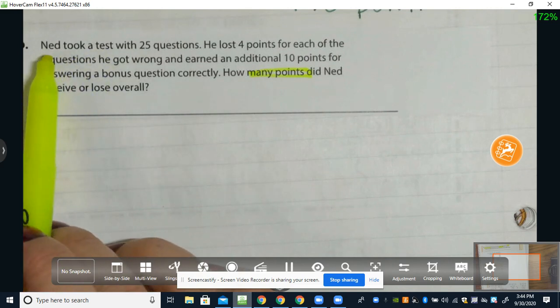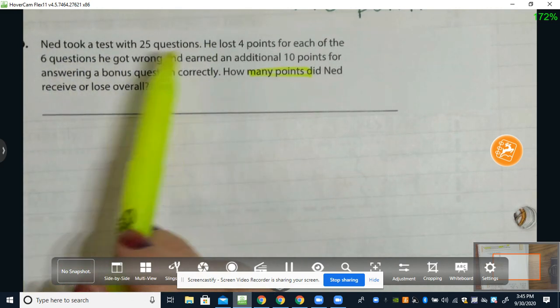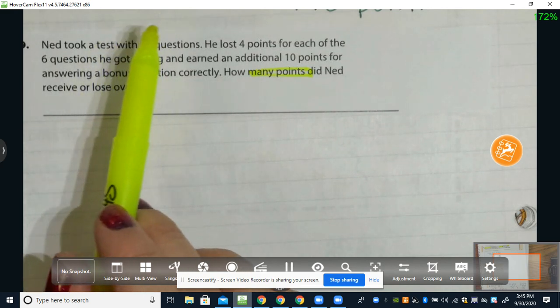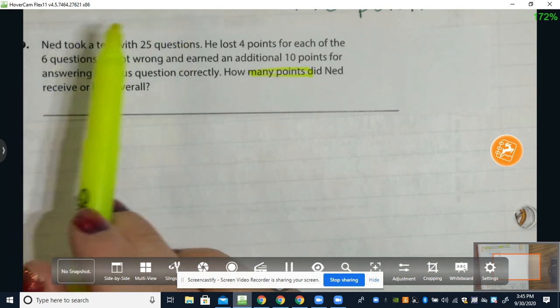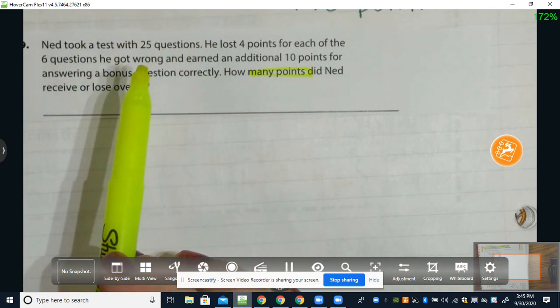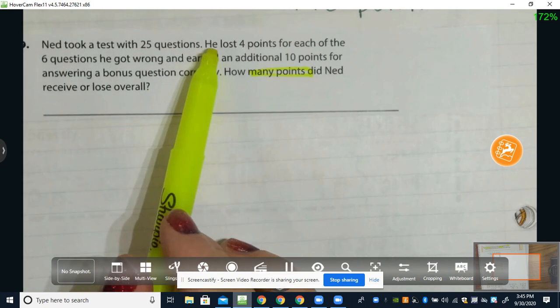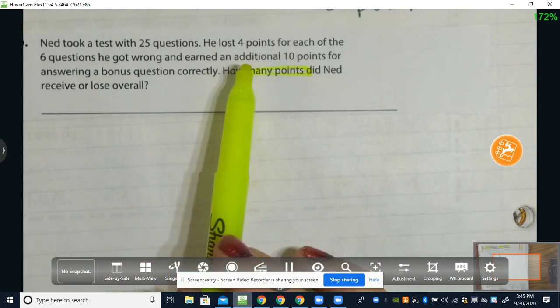So first sentence, Ned took a test with 25 questions. Okay, I know that this has 25. However, this is just telling me not important information to help me solve it. It's telling me, hey, how many were on the test? There were 25 questions, okay? But this is where the important information is in the second sentence.